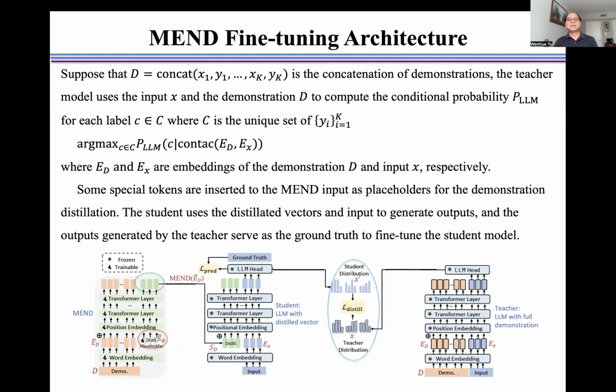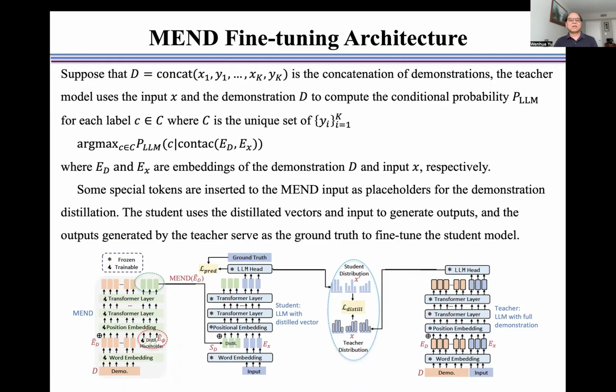Suppose that D is the concatenation of demonstrations. The teacher model uses the input X and the demonstration D to compute the conditional probability P for each label C, where capital C is the unique set of Y, as shown here, where ED and EX are the embeddings of the demonstration D and the input X, respectively.